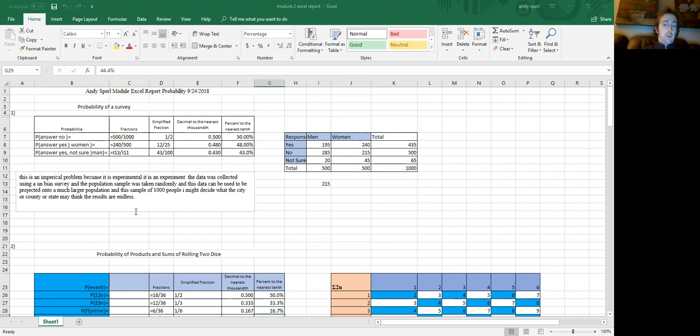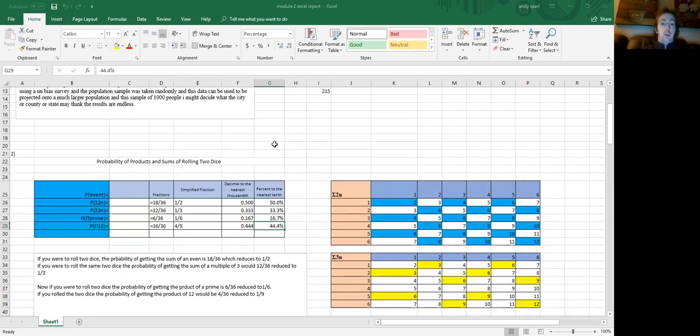Now, what this is implying is that this is an empirical problem because it is an experiment. The data was collected using an unbiased survey and the population sample was taken randomly. This data can be used to project onto a much larger population. From this sample of 1,000 people, I might decide what the city, state or country might think. The results are endless, which means you can go on and on. There's no end to it. You can keep going with it.